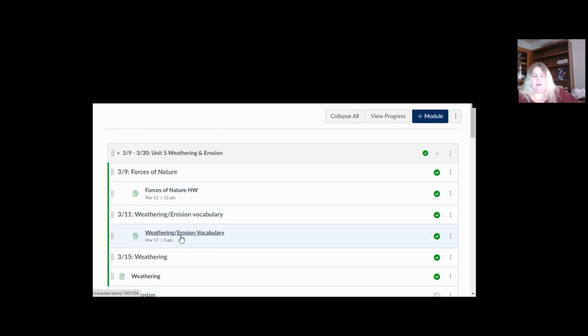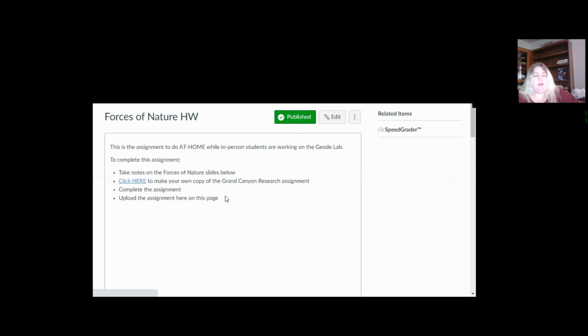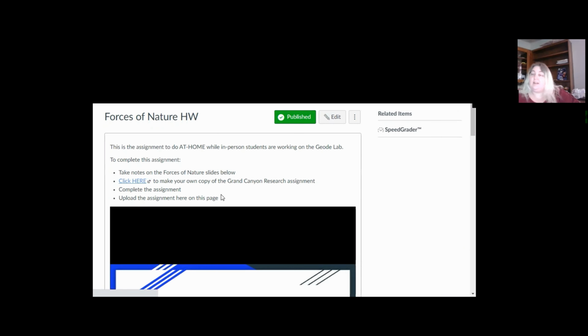We're coming up on weathering and erosion vocab, and then weathering, erosion, and then we'll have some connections. But for today, we're just going to look at forces of nature. This is going to be due March 12th. Today is the 8th, so you have about 4 days on this. Really quick, easy assignment. Nothing too strenuous or involved here.